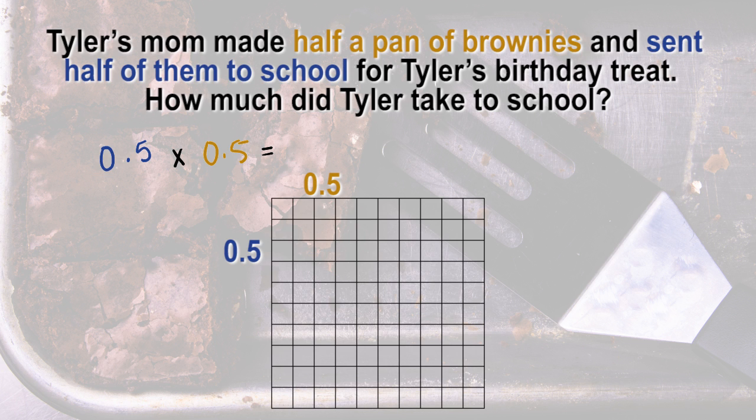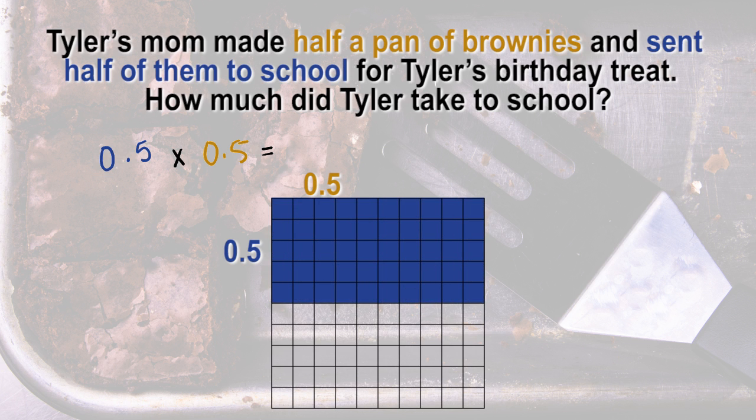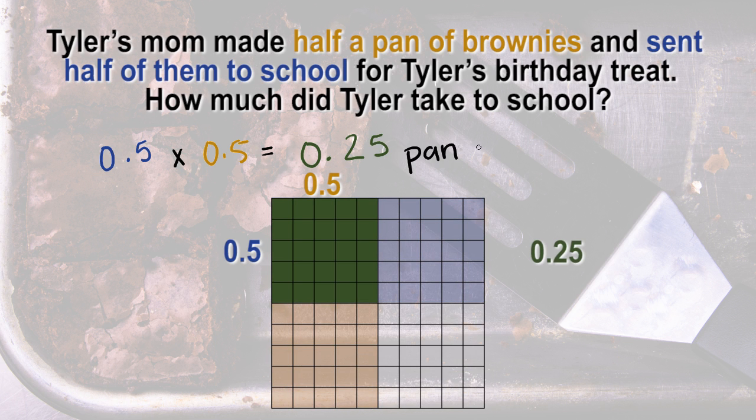With one color, shade the first 5 columns to represent the 5/10, or half a pan of brownies Mom had. With a different color, shade 5 rows to represent the 5/10, or half, that Tyler took to school. The product of the 2 decimals is represented where the 2 colors overlap. The product is 25 hundredths. Tyler took 25 hundredths of a pan of brownies.